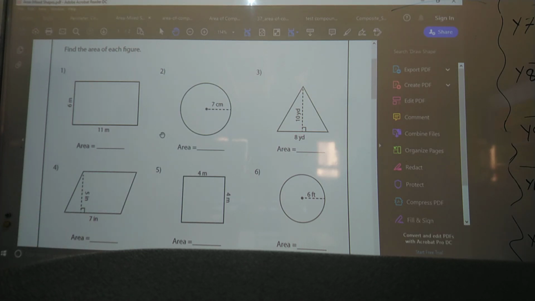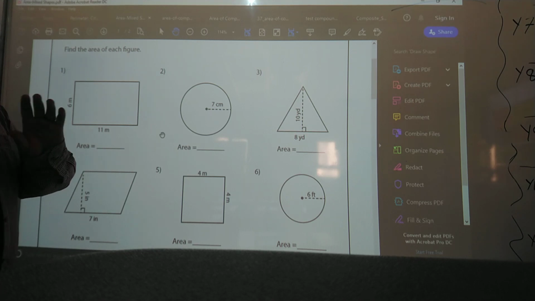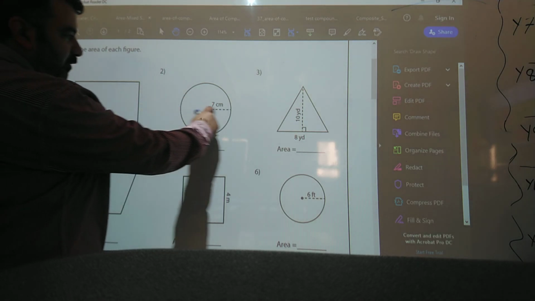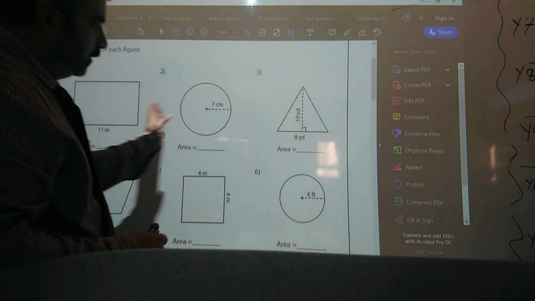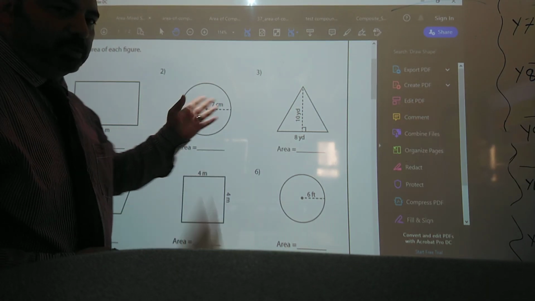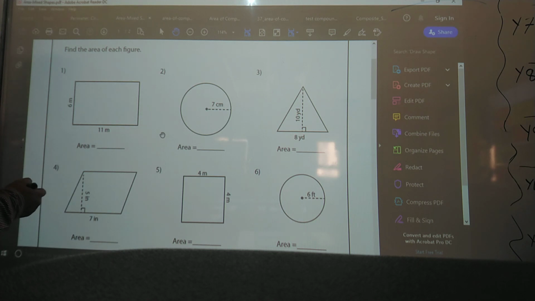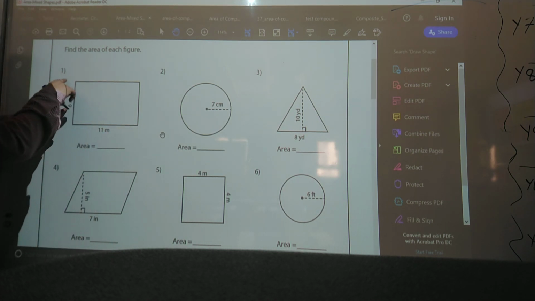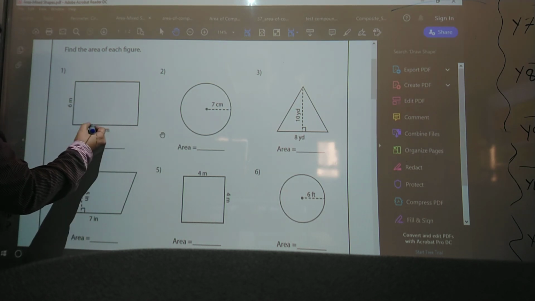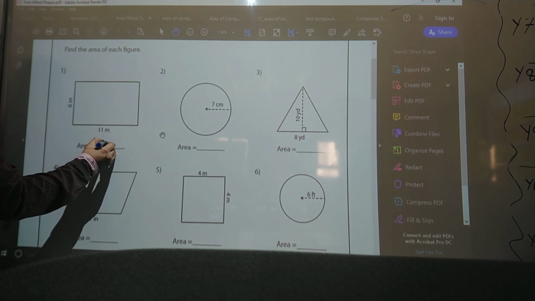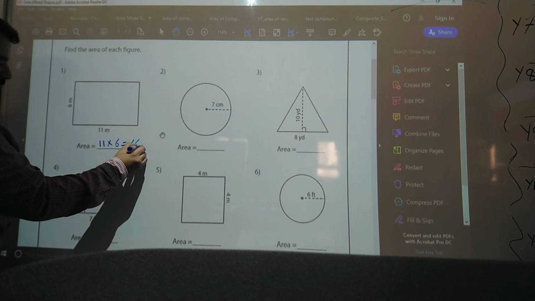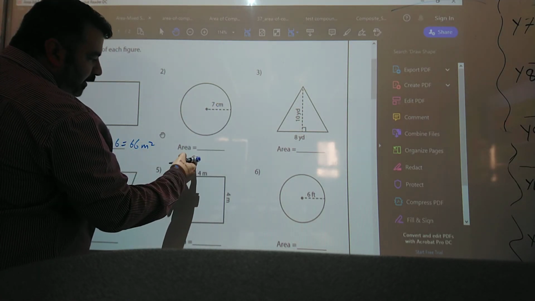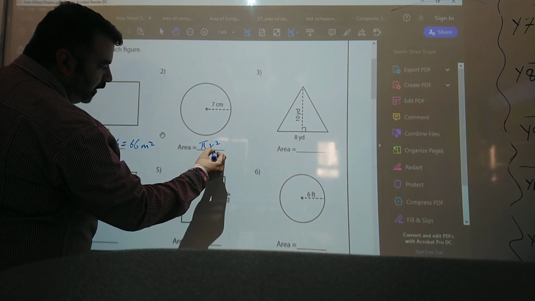Okay, now, if you paused the video, I think you finished these 3. And now, look how I can find the answer. And then compare my answer with your answer, check if there are any mistakes. Now, the area here, for the first one, base times height. 11 times 6, 66. Finish. Meter squared.